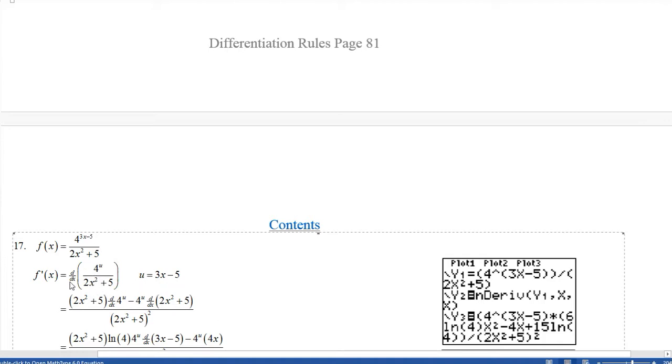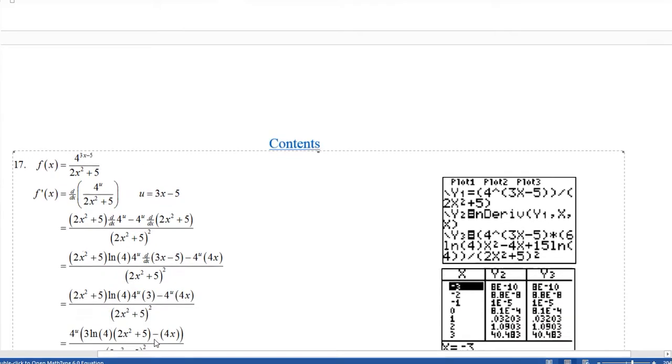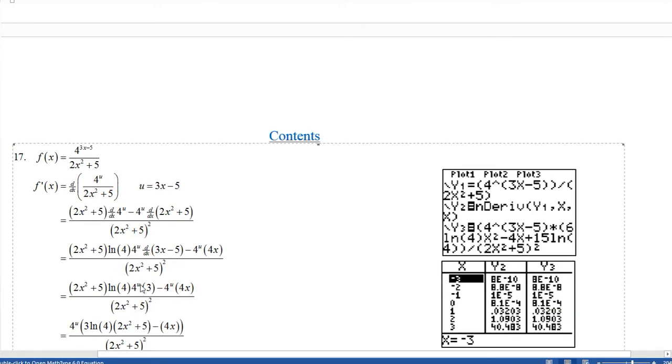So with that substitution, we got the derivative of 4 to the u over 2x squared plus 5 when we apply the quotient rule. So it says the bottom times the derivative of the top minus the top times the derivative of the bottom over the bottom squared. The derivative of the bottom here is just 4x, and the derivative of the 4 to the u is ln of 4 times 4 to the u times the derivative of the u being the 3x minus 5, so that derivative is just 3. Alright, calculus is done with that part of it.